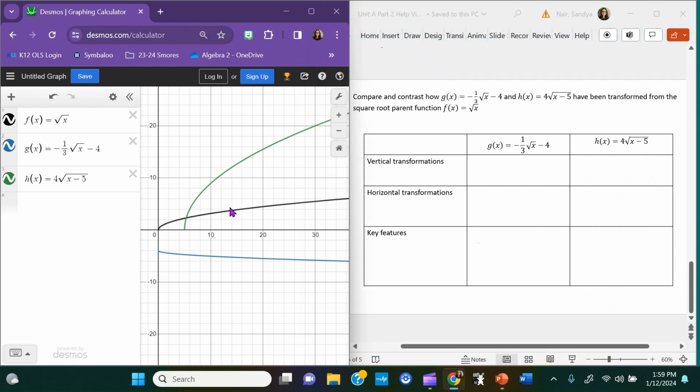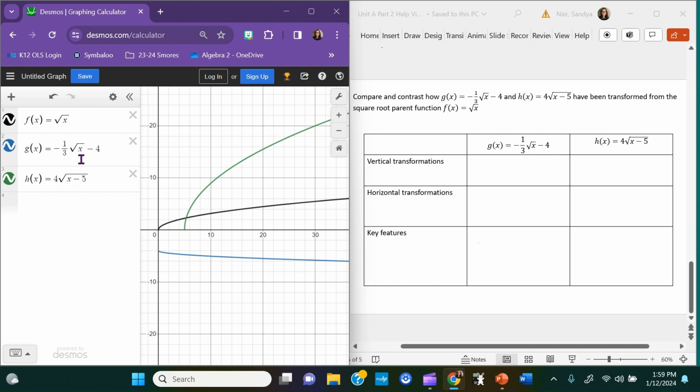So in black right here, you can see I have the square root parent function, f of x equals the square root of x. The blue function here is g of x, and then the green function here is h of x. So let's think about vertical transformations. Another thing we can look at is the values of a and the values of k in each of these equations.